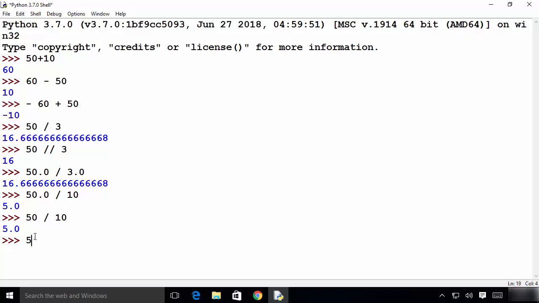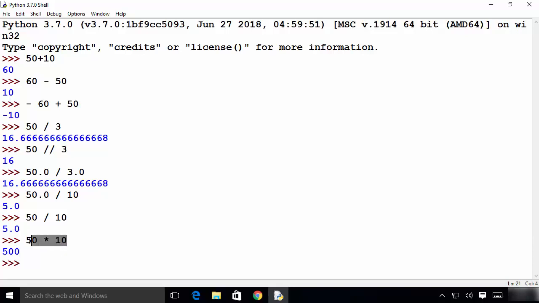Now let's try some multiplication. If you want to do multiplication in Python, you use a number, then this asterisk symbol, then a second number, and then press enter, and this is going to multiply these two numbers. So this is the multiplication operator, which we can use to multiply two numbers.